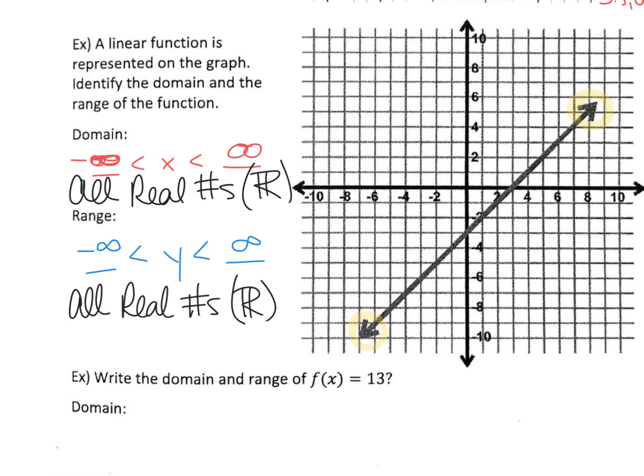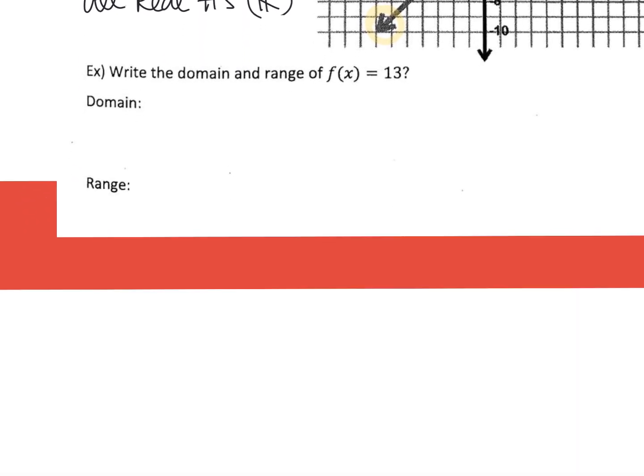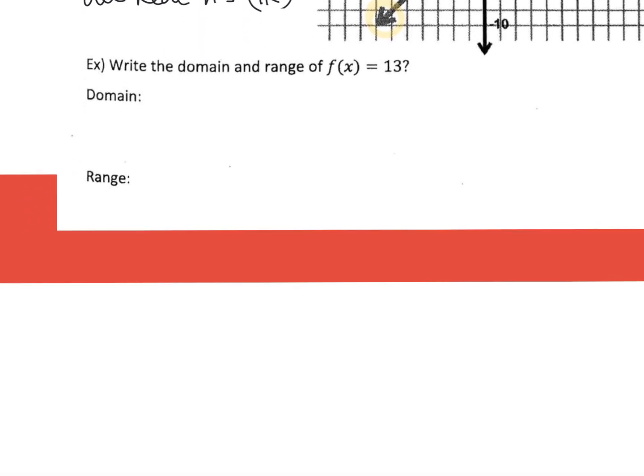This last one, you're going to need to use your calculator to graph it. We saw a little bit of an example like this. I guess we did not yet. You will have one like this on your practice, though. So remember, f of x is the same as y. When you graph this, there is no x, there is no slope. It is going to be a line that goes through the y-axis at 13, and it is going to continue in both directions.